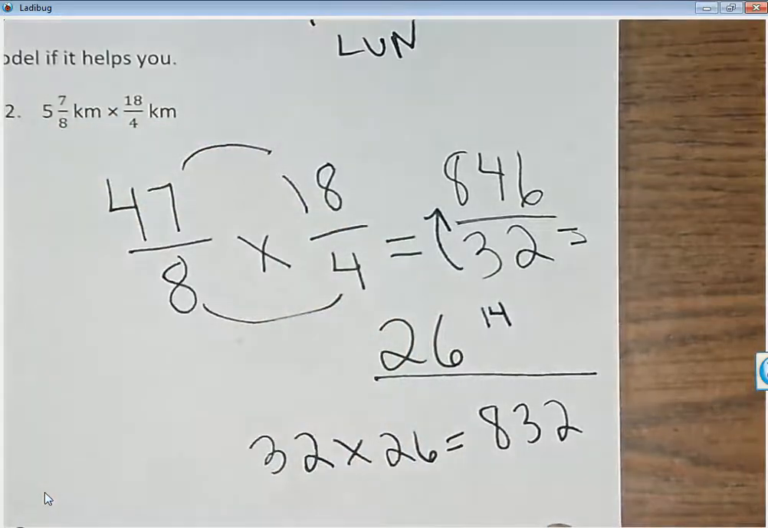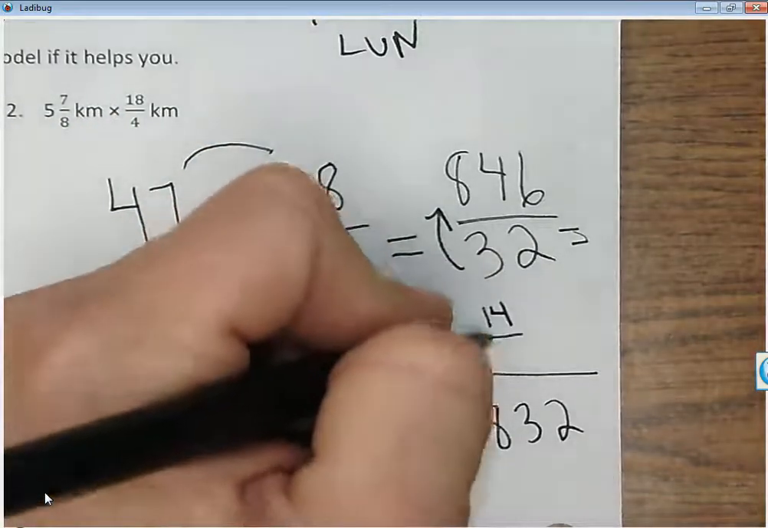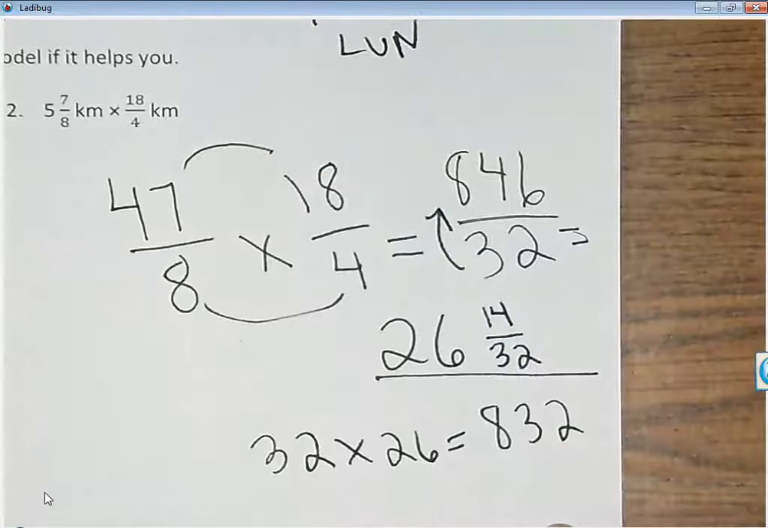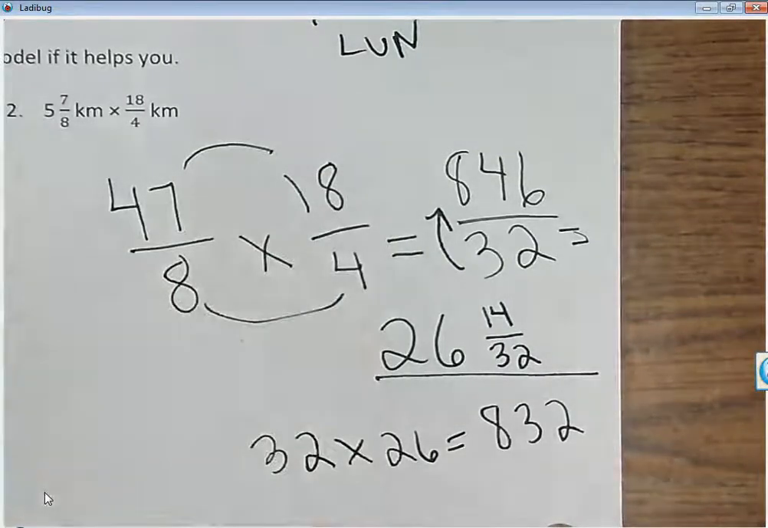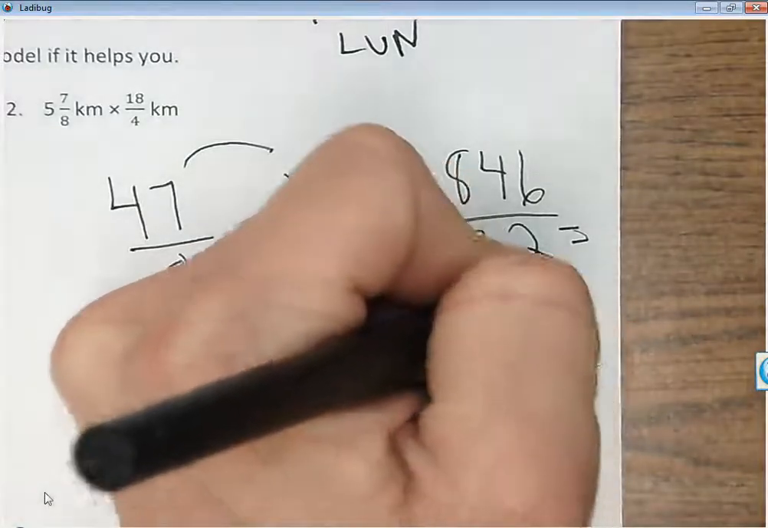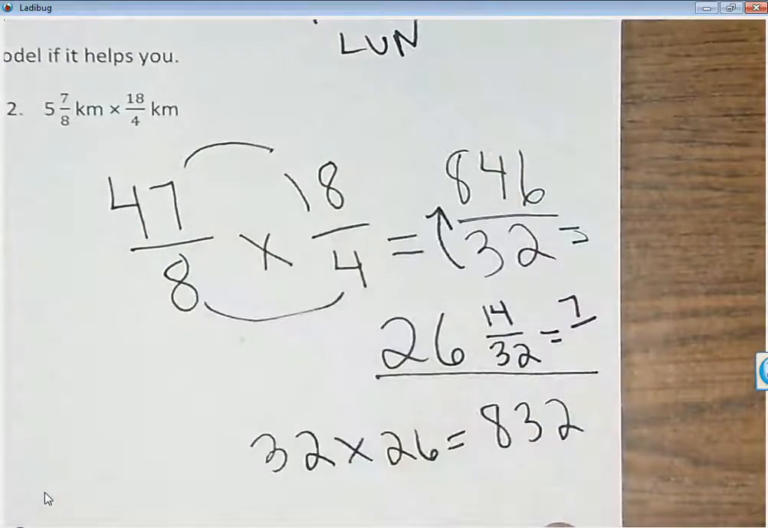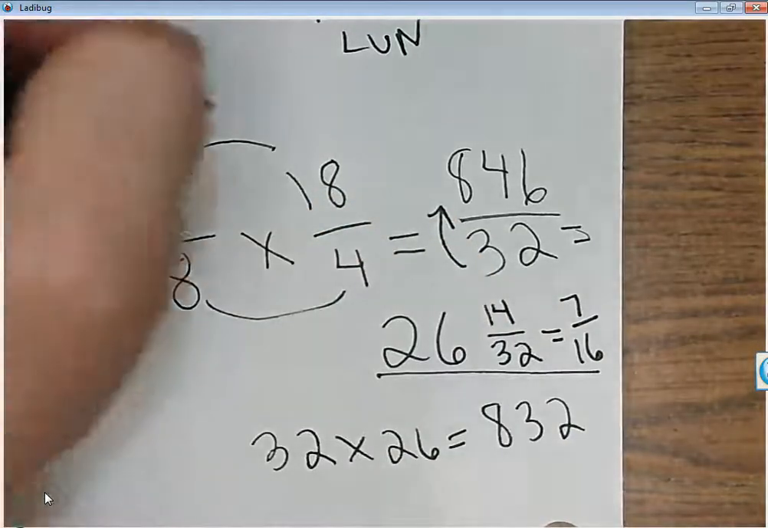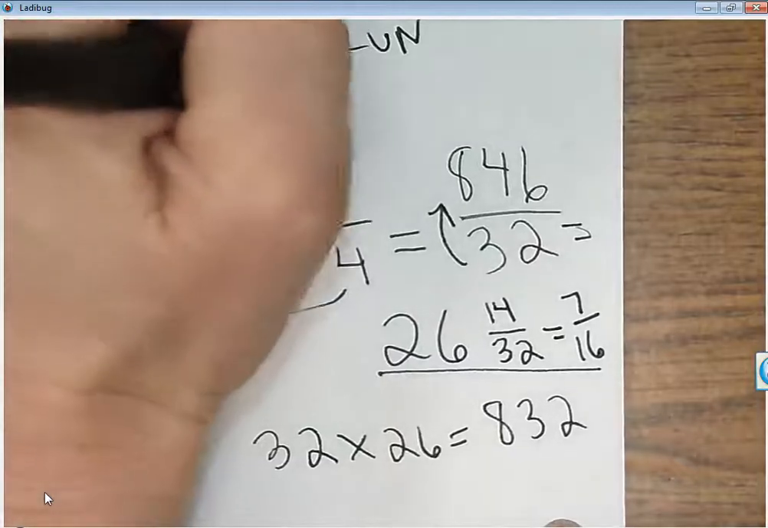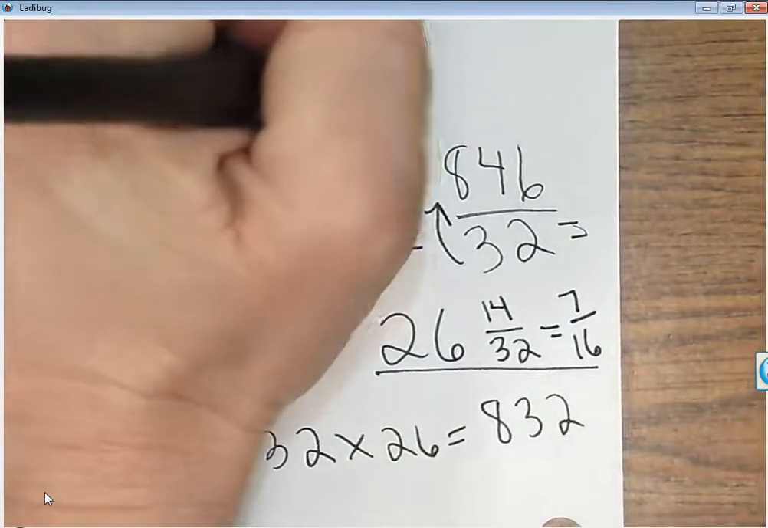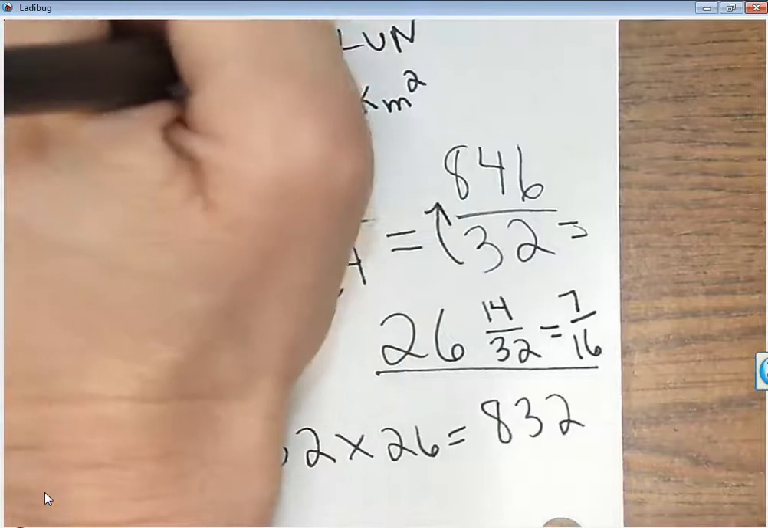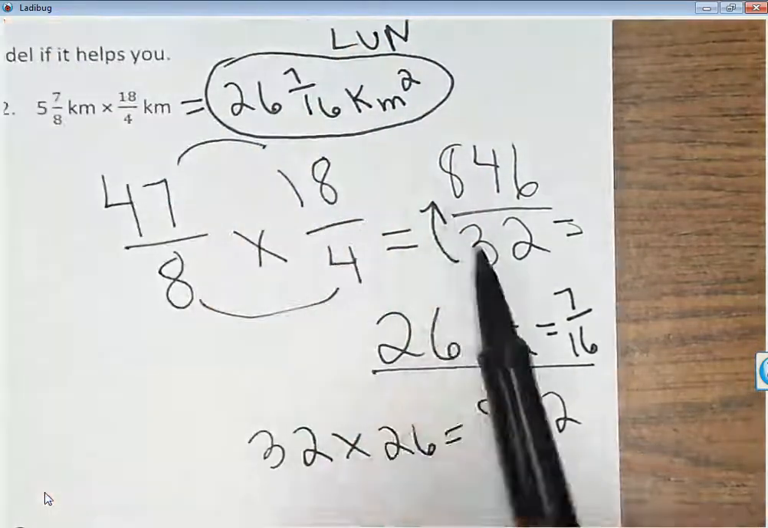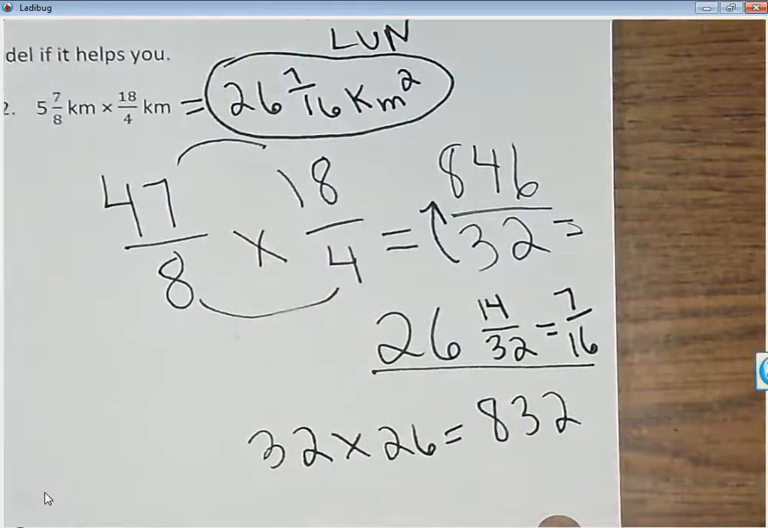What's the unit? Can we simplify that? Yes, it would be divide by 2. You'd get 26 and 7/16. So add kilometers squared to your answer.